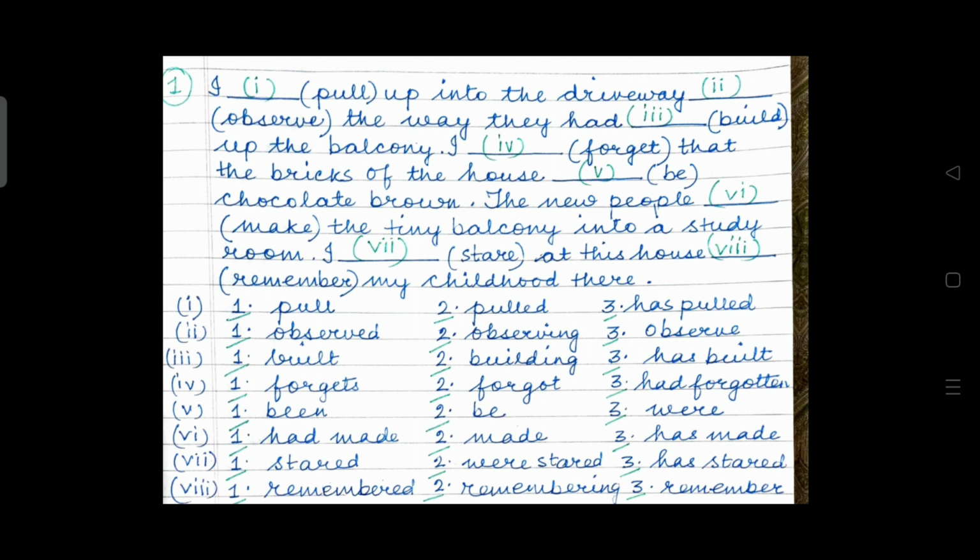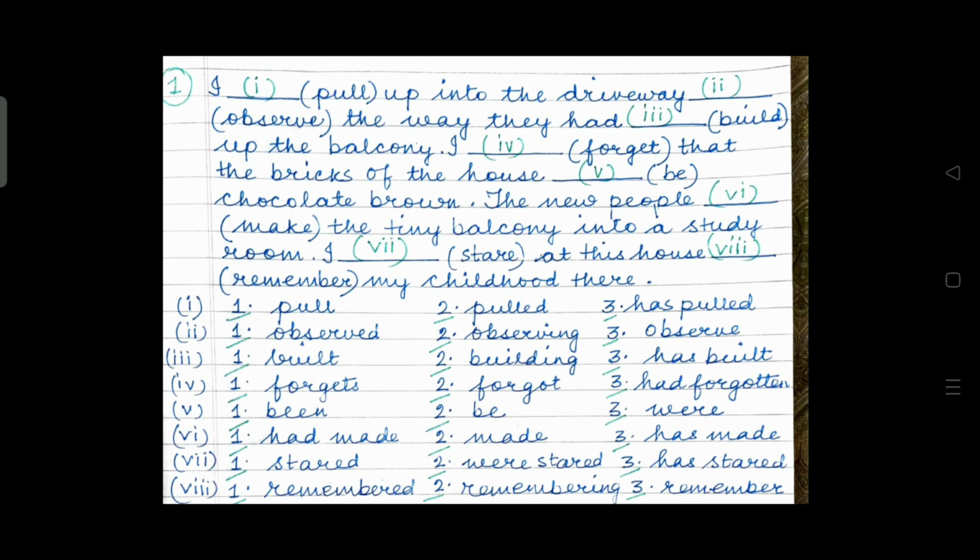Now let's go to the next blank. I dash up into the driveway, dash the way they had dash build up the balcony. Blank 2. Observed, observing, observe. And they had dash build up the balcony. What will you place after had? They had built, they had building, they has built, and you get the answer directly. They had built.